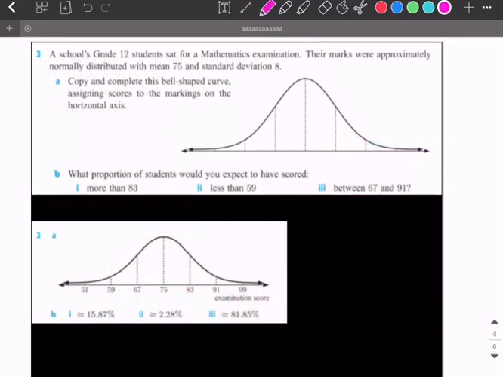All right, the next problem, 3, says a school's grade 12 students sat for a mathematics examination. Their marks were approximately normally distributed with mean 75 and standard deviation 8. So if I was going to write this, x is normally distributed with 75 mean and 8 squared. Now copy and complete the bell-shaped curve, assigning scores to the marking on the horizontal axis. So that's 75 here, so let's do that.